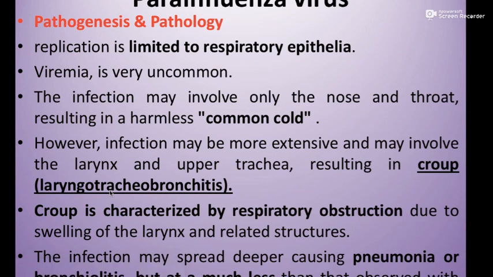Its medical name is laryngotracheobronchitis, or laryngeal bronchitis. What does that mean? Inflammation of the larynx, trachea, and upper bronchioles. Croup is characterized by respiratory obstruction, one of its important complications, so it is a medical emergency due to swelling of the larynx and related structures. The infection may spread deeper, causing pneumonia and bronchiolitis, but this is very rare. So the most important thing about parainfluenza virus is that it is the first virus in this group to cause croup, laryngotracheobronchitis.